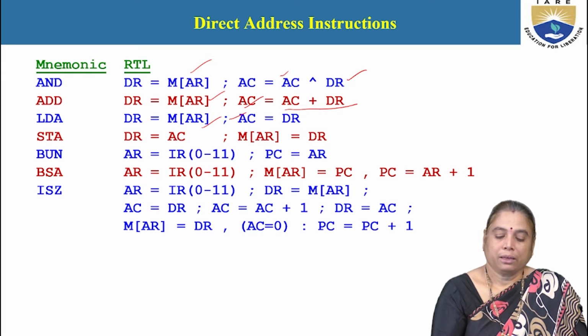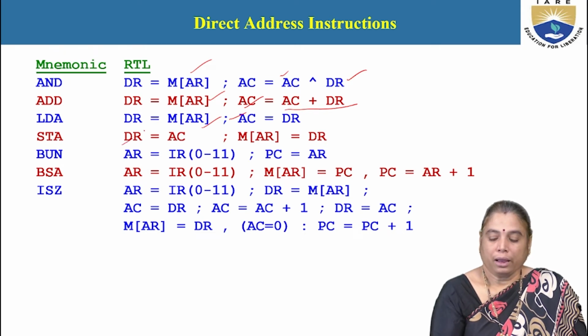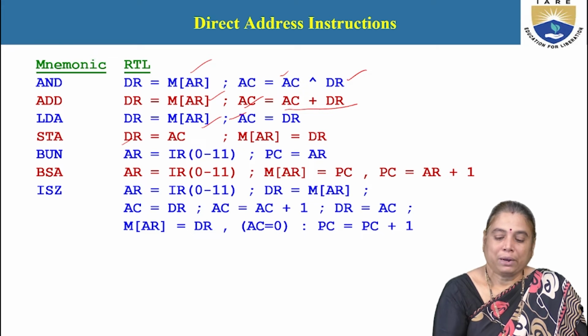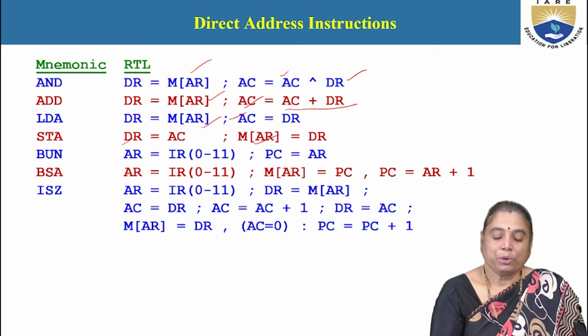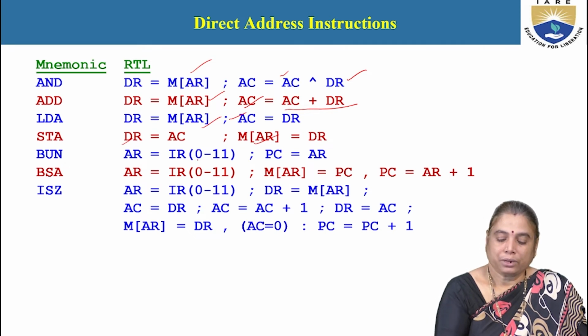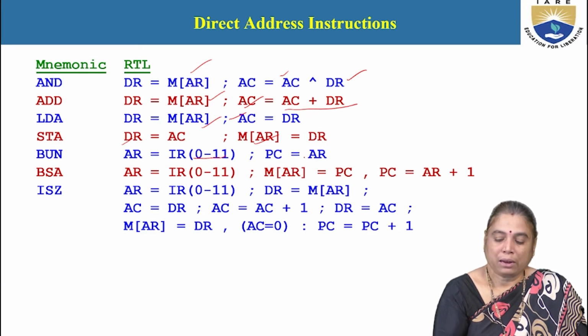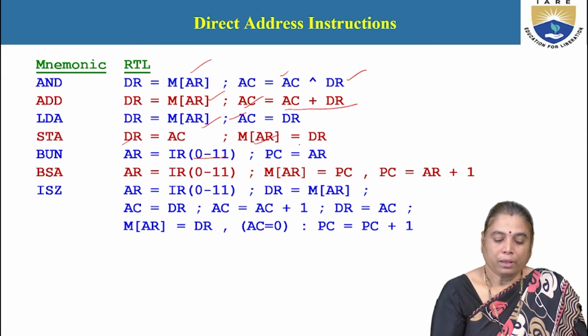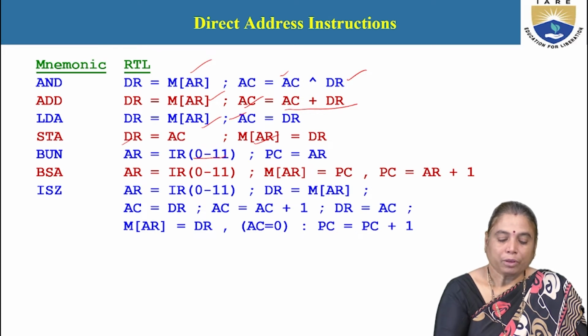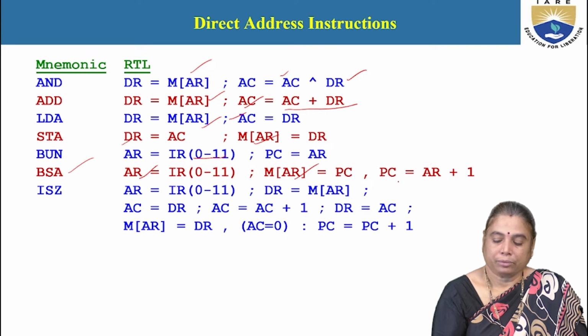In case of STA, the accumulator value is loaded to the DR and the DR is loaded to the memory. The memory transfer takes place at the location specified by the AR. Next, BUN means branch unconditionally. The instruction register bits 0 to 11 are loaded into the AR register, and the AR value is loaded to the PC. Next, BSA: IR 0 to 11 is stored in the address register, the PC value is transferred to the memory location pointed to by AR, AR is incremented by 1, and this value is stored in the PC.